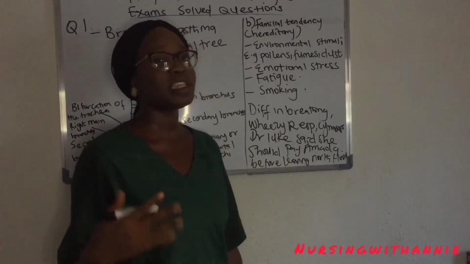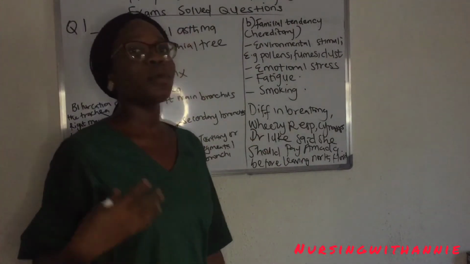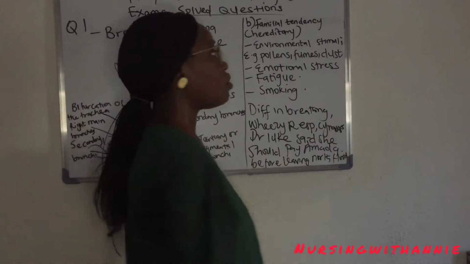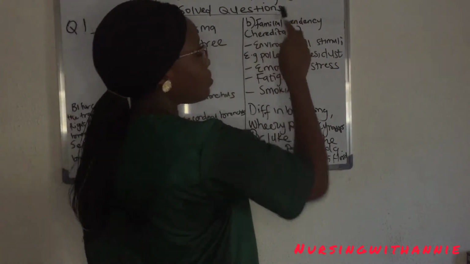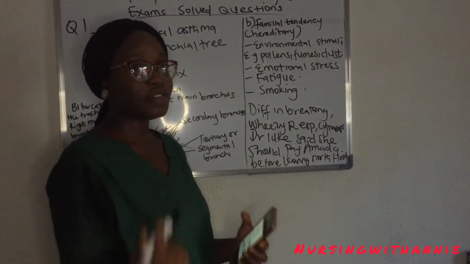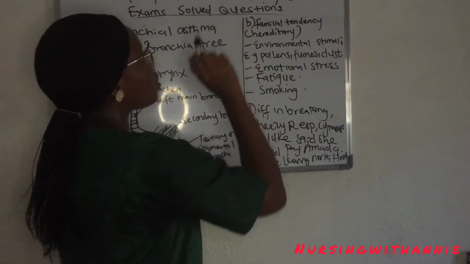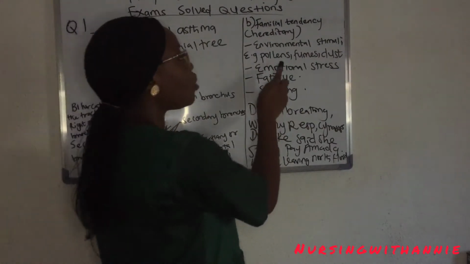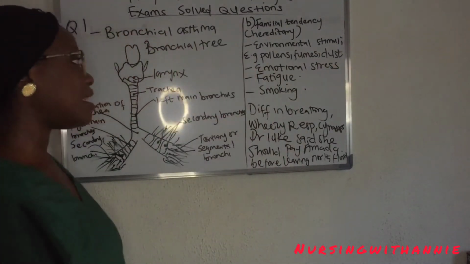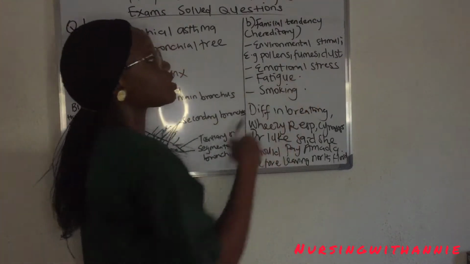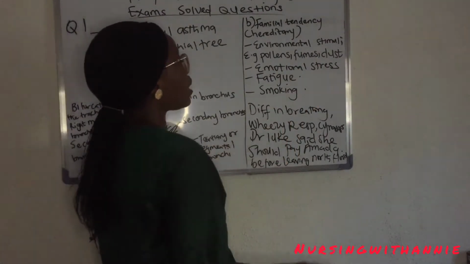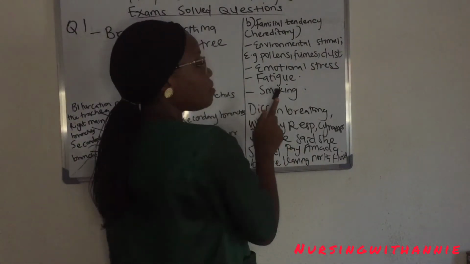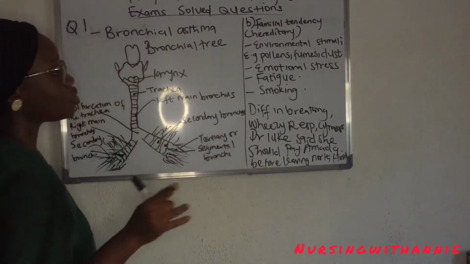When you hear predisposing factors, it actually means what are those things that can trigger a disease? What are those things that can trigger a condition? So yeah, familial tendency, that is if it is in the gene or if it's hereditary, it can predispose one to bronchial asthma. Environmental stimuli can also predispose one to bronchial asthma, like pollens, fumes, dust, insecticide inhalation, and all that. Emotional stress can also predispose one to bronchial asthma. Fatigue can also predispose one to bronchial asthma, and smoking can also predispose one to bronchial asthma.